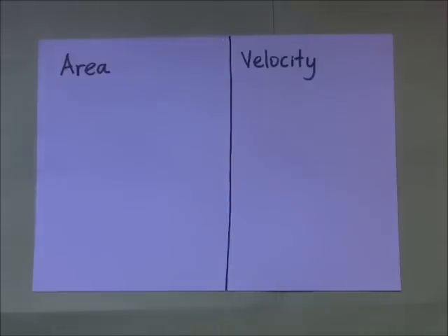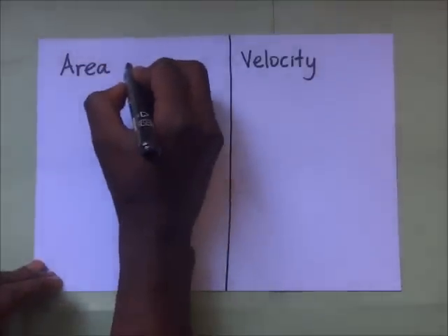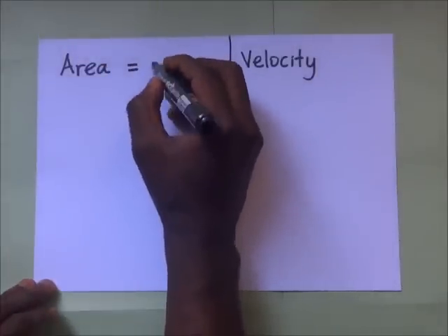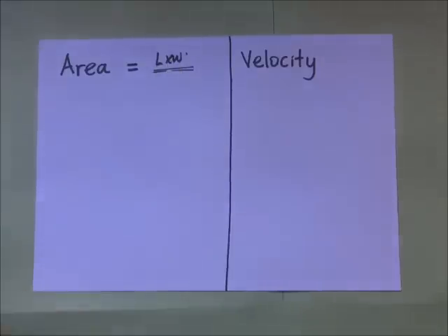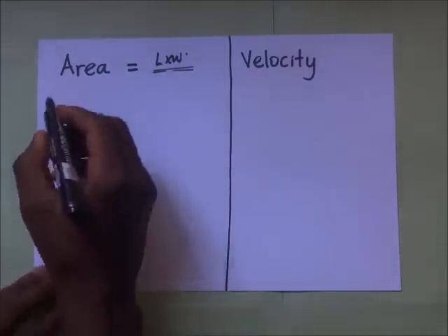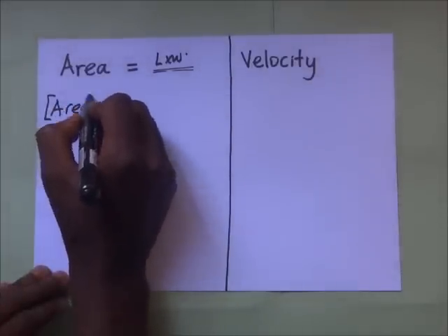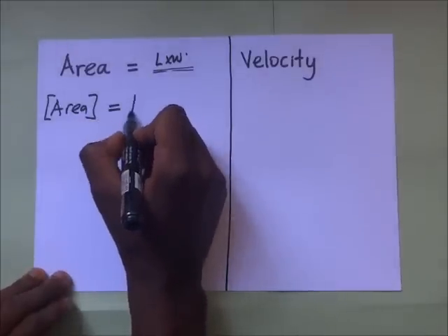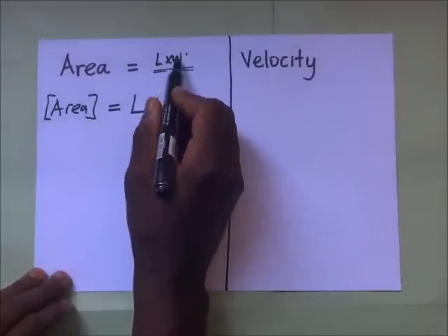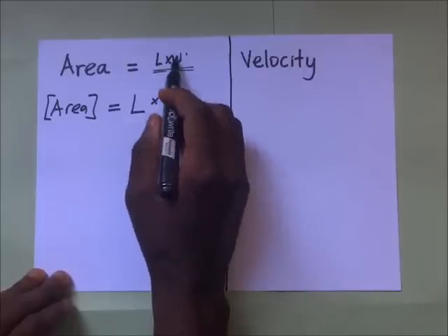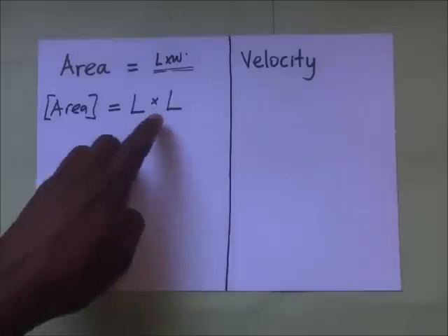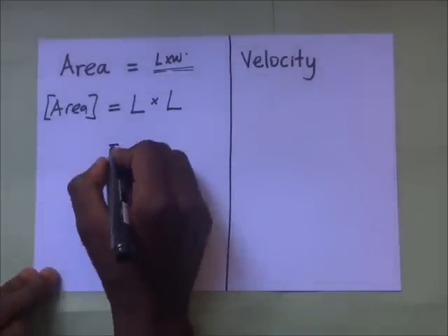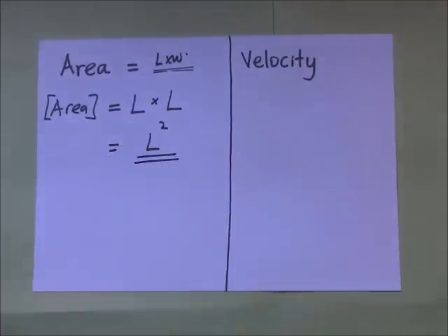We'll start with looking for the dimensions of area. Now, we know that area is going to be equal to length times width. Now, we need to relate these to the three fundamental basic quantities. So, looking for the dimensions of area, it's going to be equal to length times width. Now the width is also a length, because the width, as far as the three physical quantities of mass, length, and time are concerned, is also a length. So it means that the dimensions of area are L squared. Those are the dimensions of area.